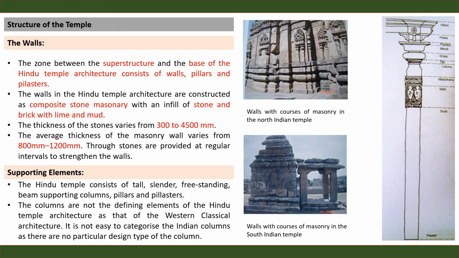Next is the supporting element. That is, the Hindu temple consists of tall, slender, freestanding beam supporting columns, pillars, and pilasters. The columns are not the defining elements of Hindu temple architecture as that of Western classical architecture. Here in the figure, you can see two kinds of wall. That is, walls with cores of masonry in North Indian temples, and next walls with cores of masonry in South Indian temples.